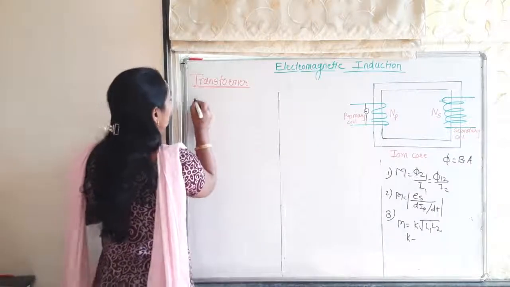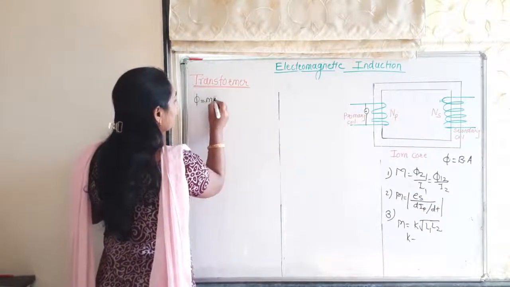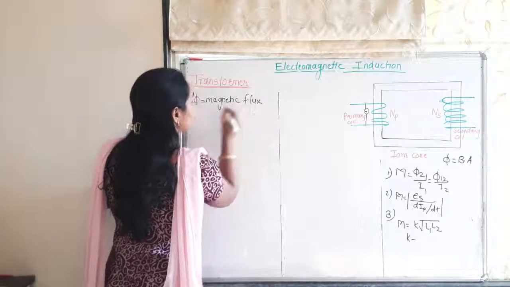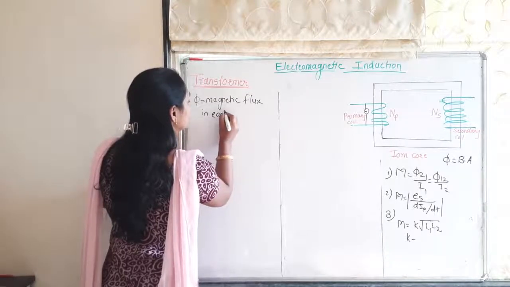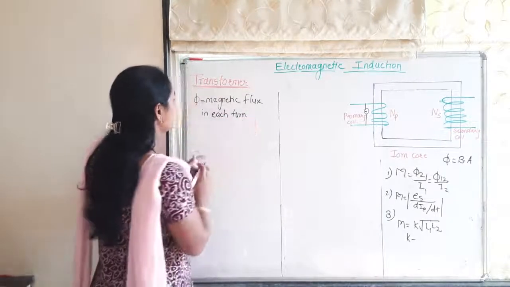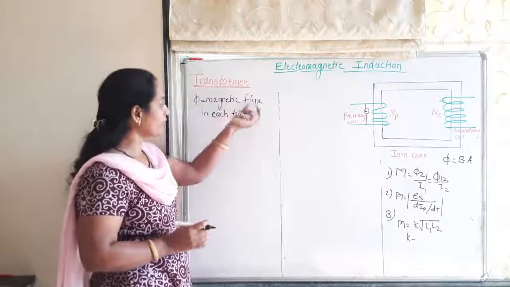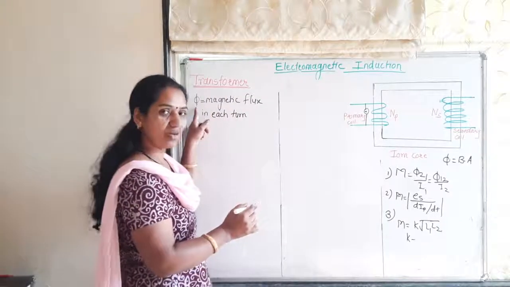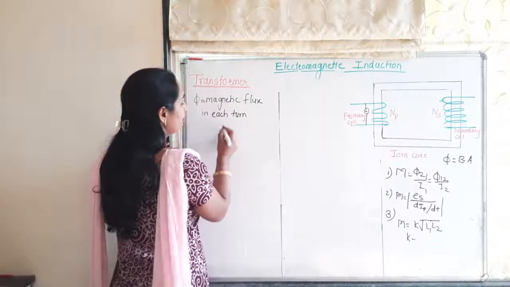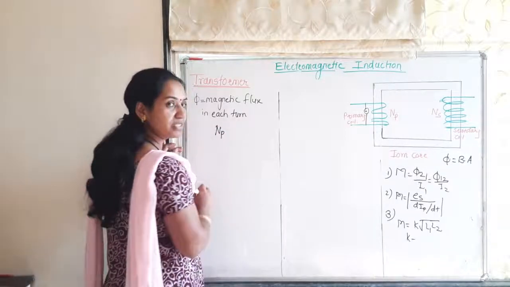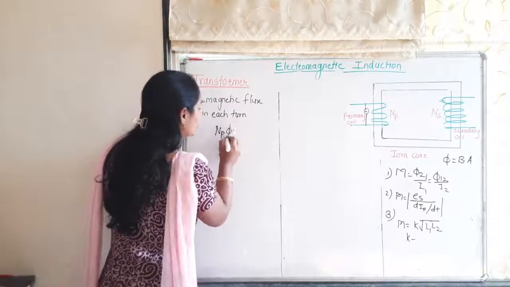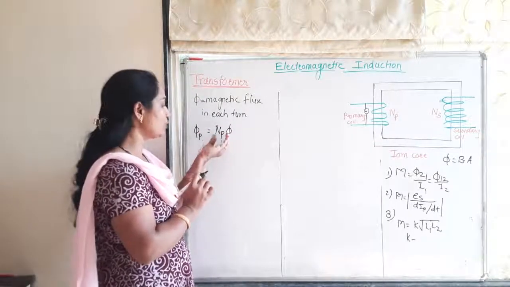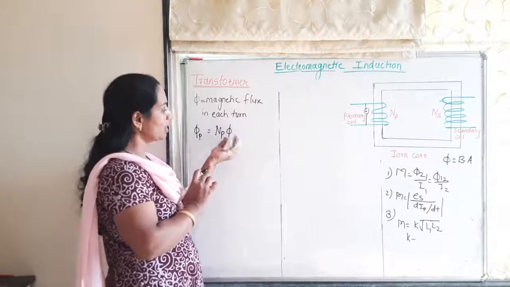Here phi indicates the magnetic flux in each turn, meaning only one turn consists of a flux. We consider Np as the total number of turns in the primary coil, so the total flux of the primary coil is equal to the number of turns in the primary coil into phi.